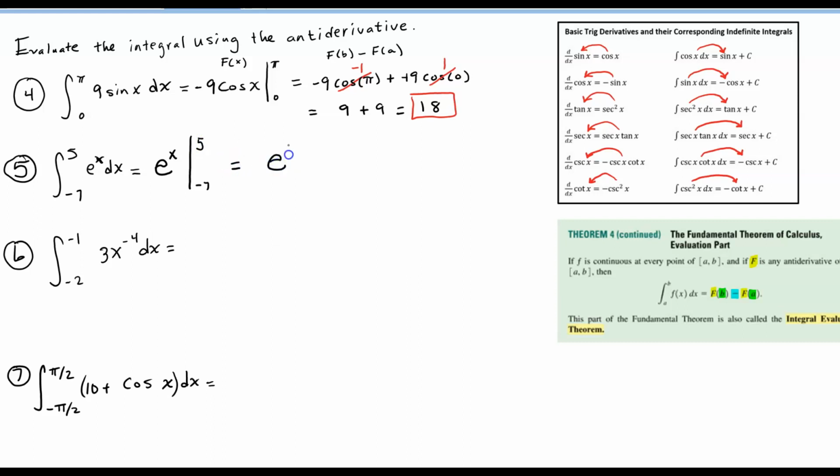And that is to say, e to the 5th minus e to the negative 7th. And I mean, this answer is good enough, but you can go one step further, clear up those negative exponents, and you can write it as e to the 5th minus 1 over e to the 7th power. And you get something that looks like that. Okay?